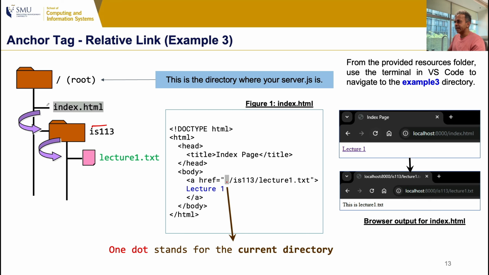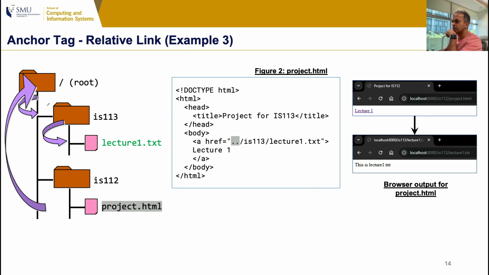That's what we saw. So the next example, suppose you have project.html. Now this is inside IS-112, and you want to again link to lecture1. So project.html is in the folder IS-112, that is here. You have to go one level up, that is dot dot. Then you have to come down to IS-113. So dot dot is a parent folder. Then you come down to IS-113 and then you look for lecture1.txt. So dot dot means the parent folder.